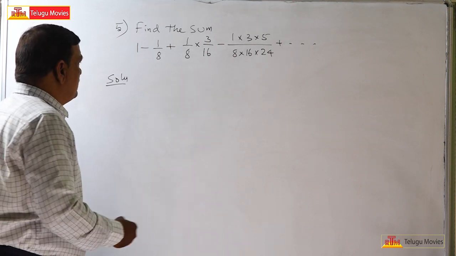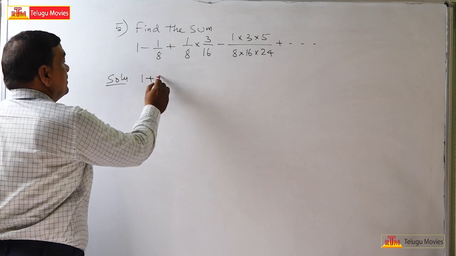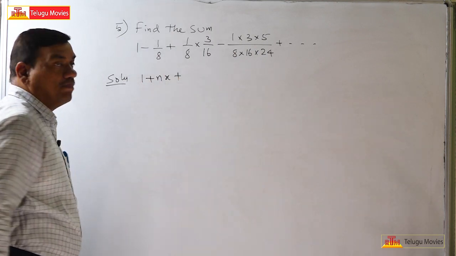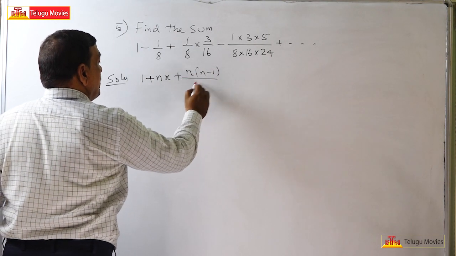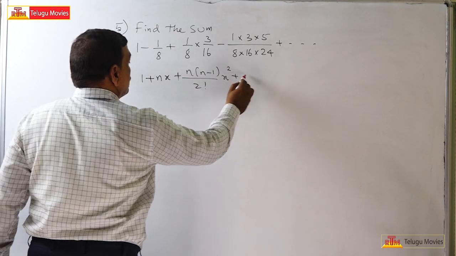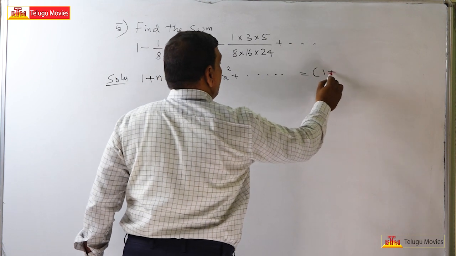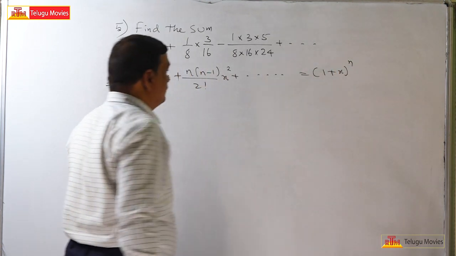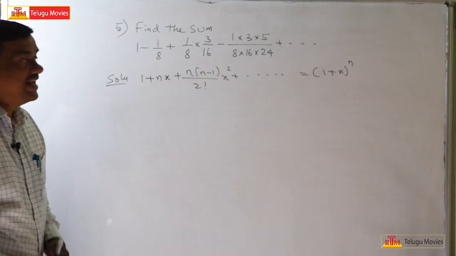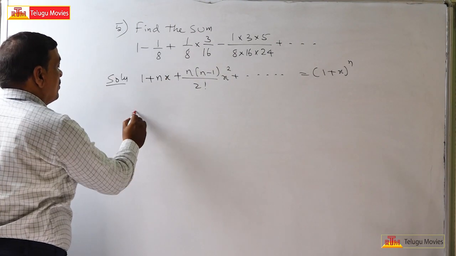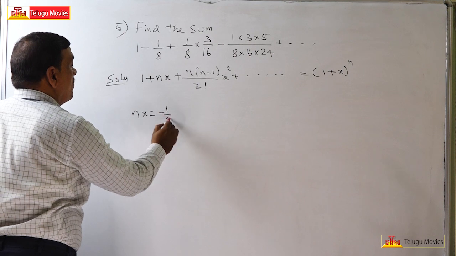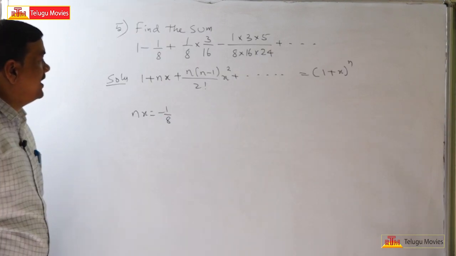First of all, you compare this with the general series 1 plus nx plus n(n minus 1)/2 factorial into x squared plus so on. This is nothing but the expansion of (1 plus x) whole power n. Comparing, 1 equals 1. Therefore nx is equal to minus 1/8.